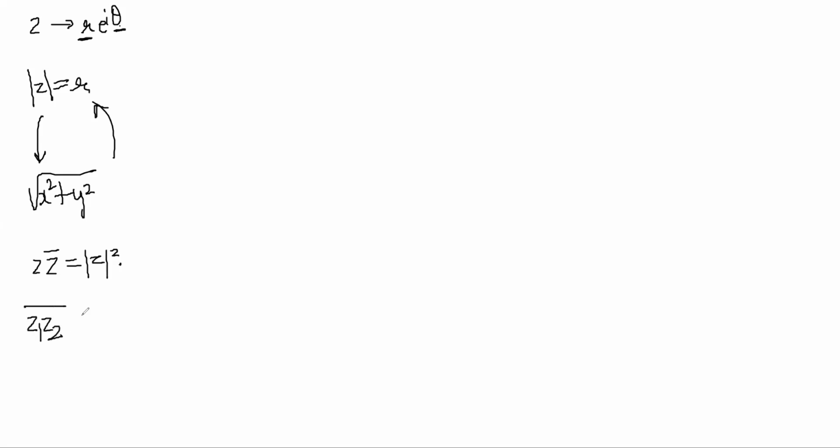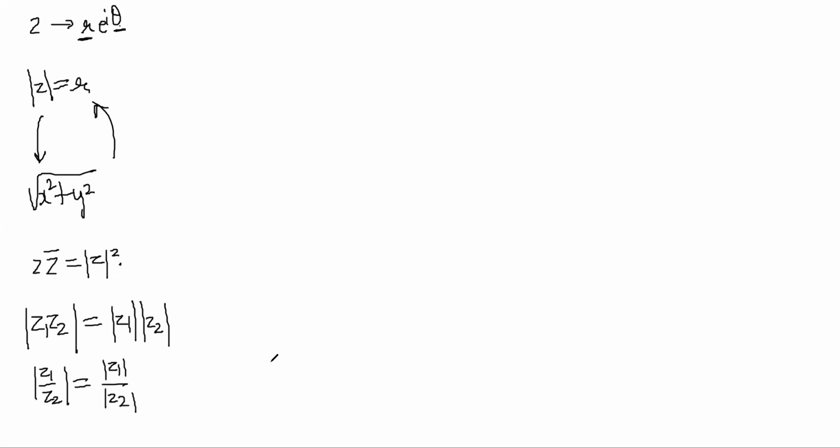If you take the whole mod of z1 z2, it will be mod z1 into mod z2. Similarly, mod of z1 by z2 will be mod z1 by mod z2. These are properties that you can easily verify. If you want to verify all of these properties fast, you should use the Euler form. Otherwise, you'll have to actually do x plus iy into x minus iy, which will be annoying.